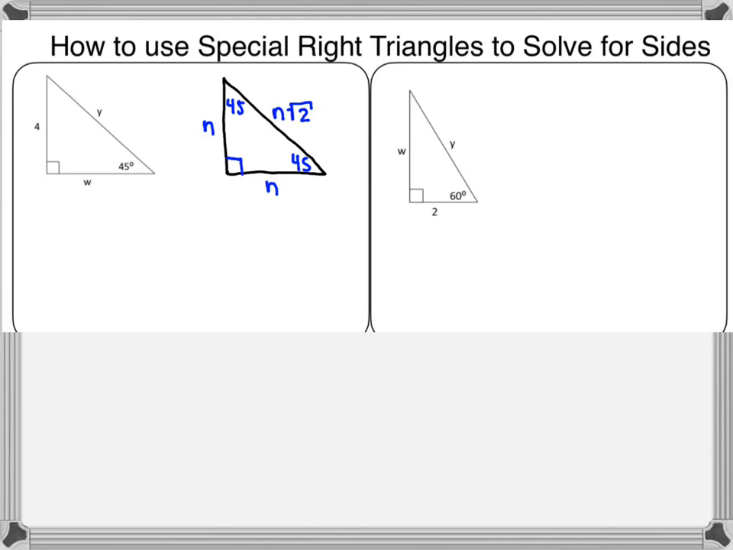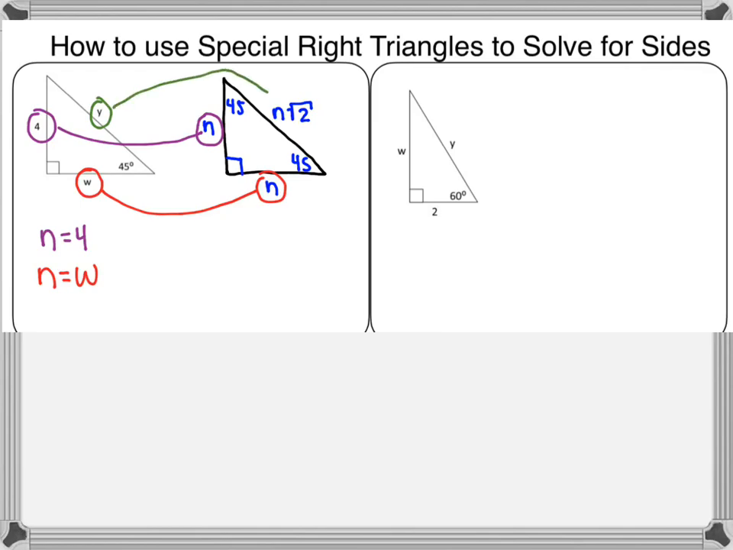And what I'm going to do is match them up. When I say match them up, I mean when they correspond to the left-hand side, like this 4, I'm going to match that up to this n over here. So I'm going to go n equals 4. Then I'm going to match up another side over here, and I will say n equals w. And then finally, I have the final side over here, which is going to match this direction, where I would have n square root of 2 equals y.